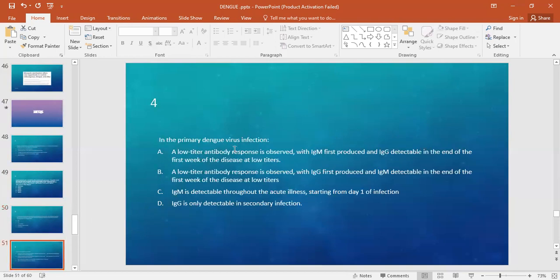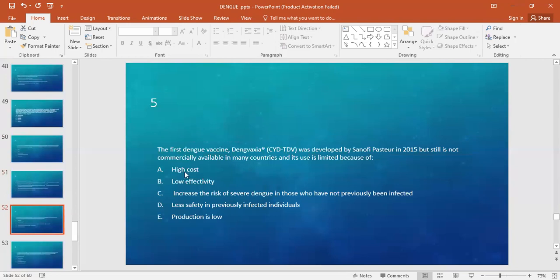In the primary dengue virus infection, a low titer antibody response is observed with IgM first produced and IgG detectable at the end of the first week of disease. A low titer antibody response is observed when IgG is first produced and IgM at the end of the first week. IgM is detectable throughout the acute illness starting from day 1 of infection. IgG is only detectable in secondary infection. The right answer is A.